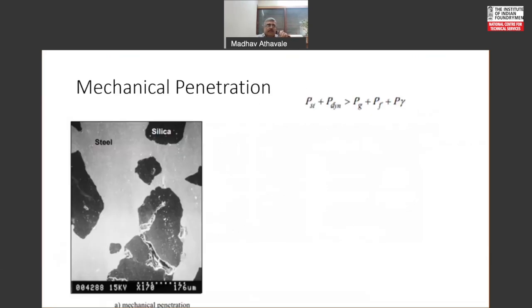Now, there are two ways in which penetration and metal mold reaction can happen. The penetration inside the mold surface will happen when the static pressure plus dynamic pressure exceeds the resisting forces of frictional force, capillary forces and gas pressures.